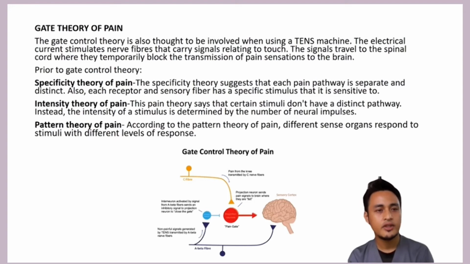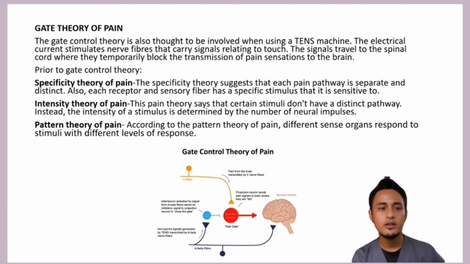For the definition of gate theory of pain, the gate control theory is also thought to be involved when using a TENS machine. The electrical current stimulates nerve fibers that carry signals relating to touch. The signals travel to the spinal cord, where they temporarily block the transmission of pain sensation to the brain.